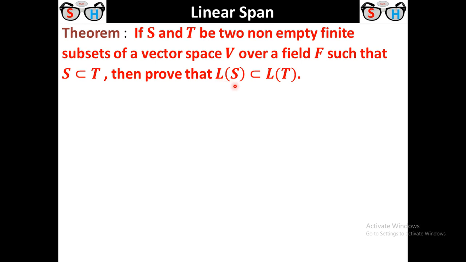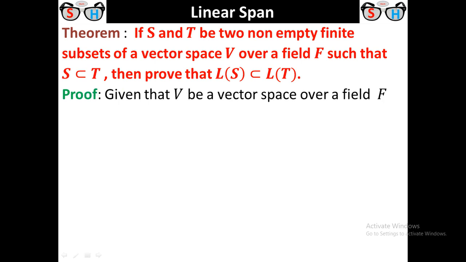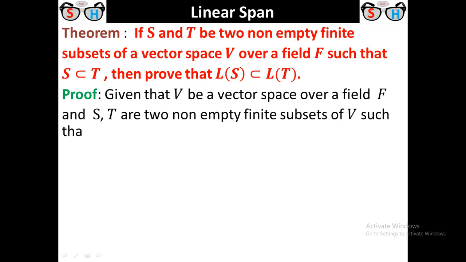We know that L of S and L of T both are subspaces in V, because L of S is the linear span of S and L of T is the linear span of T. However, when S is a subset of T, then L of S must be a subset of L of T. Given that V is a vector space over a field F and S, T are two non-empty finite subsets of V such that S is a subset of T. Suppose S contains r elements. Here S is alpha 1, alpha 2, alpha r.